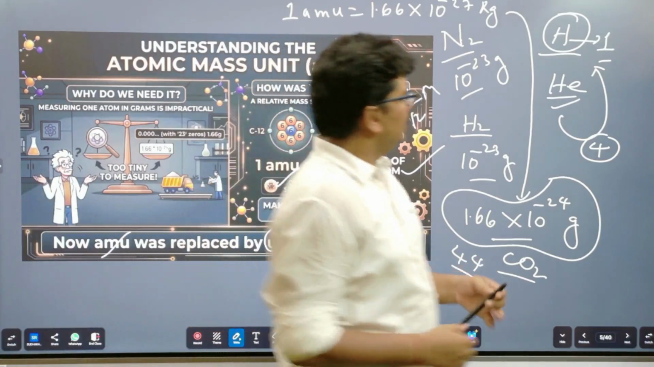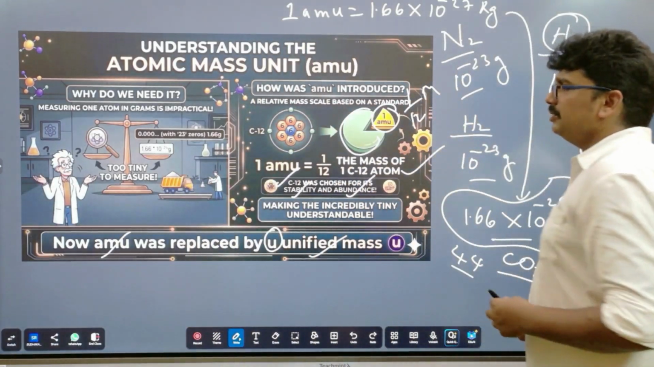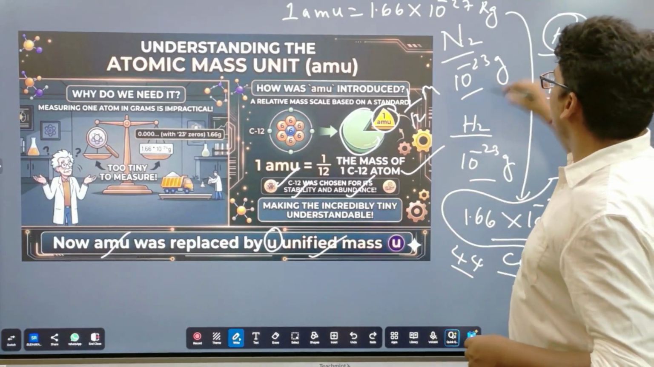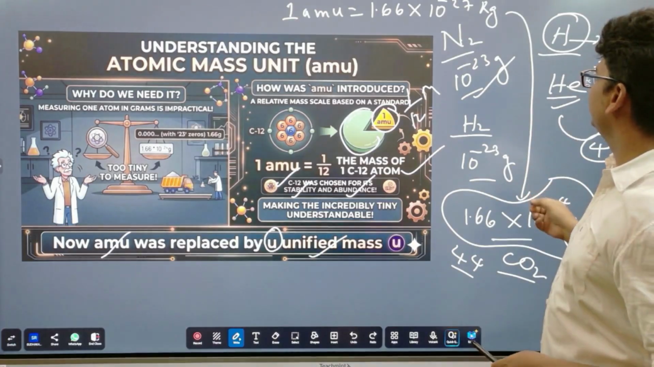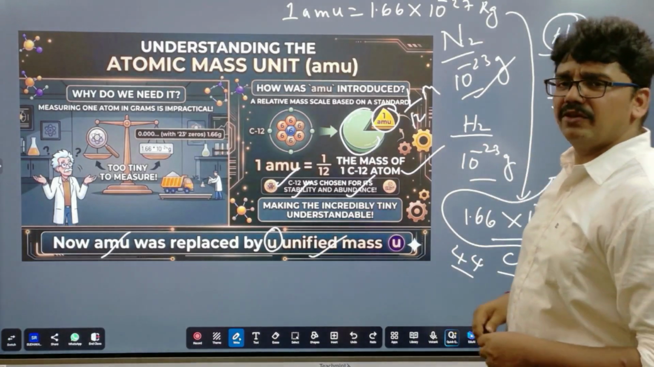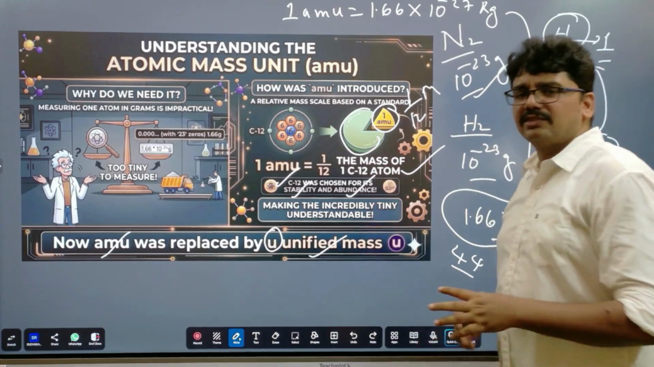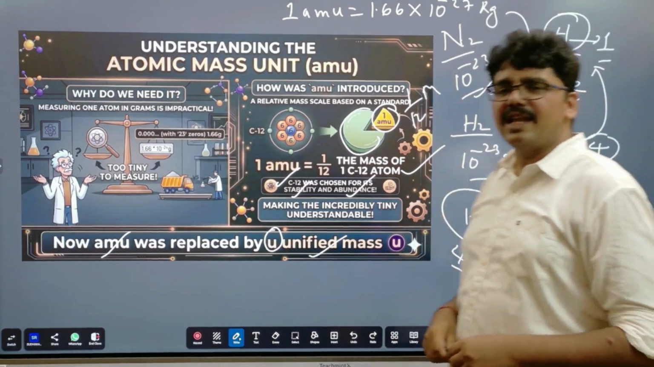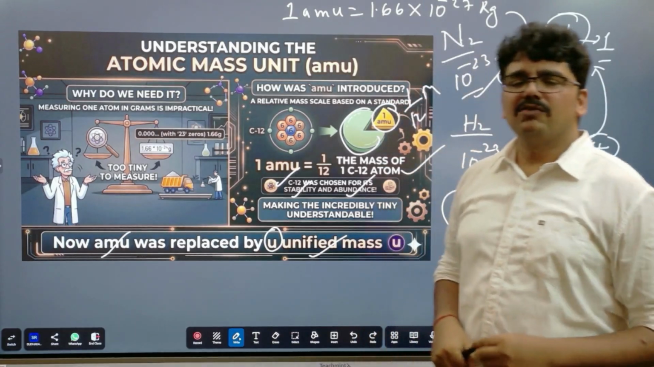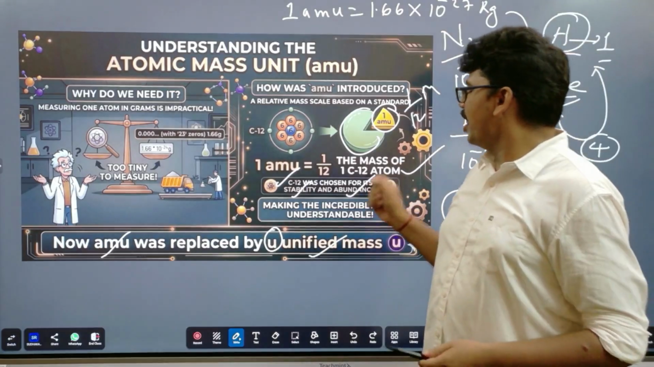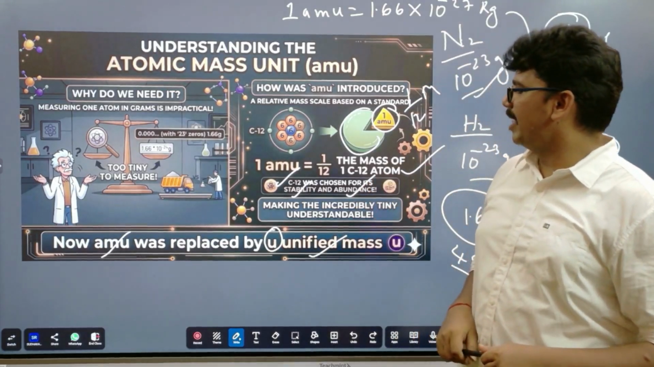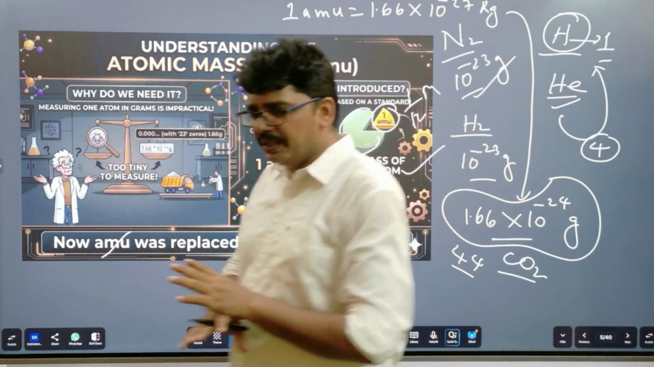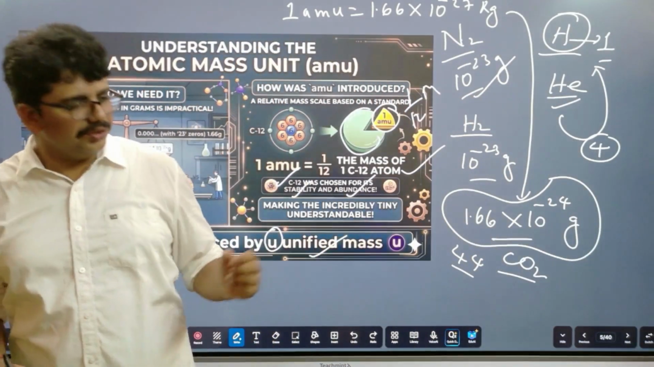Anyway, to measure the masses of individual atoms or molecules with the smallest numbers like 10 power minus 23 or 10 power minus 24, it is very difficult. So that's why a new unit was introduced, that is AMU. This AMU is calculated by taking carbon 12 as reference. So 1/12 part of the mass of one carbon 12 atom is AMU. Nowadays this AMU is called unified mass U.